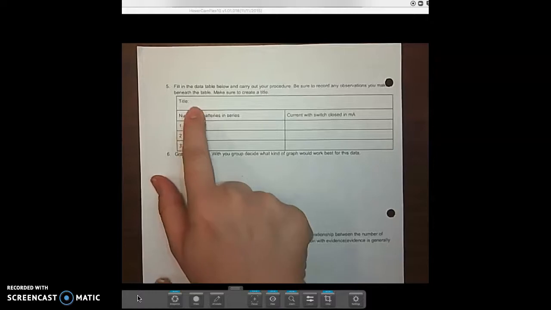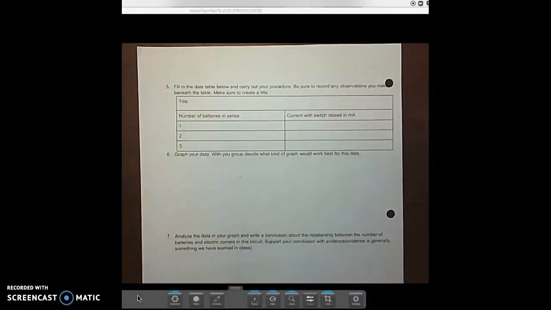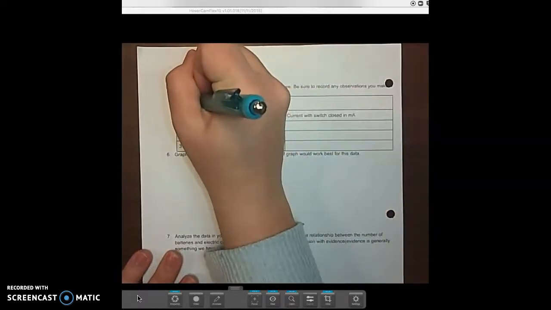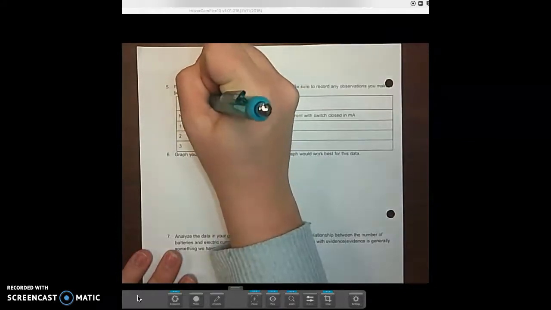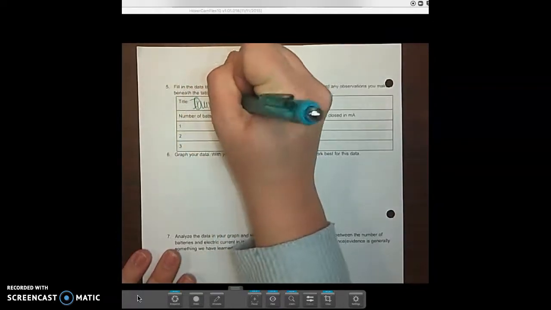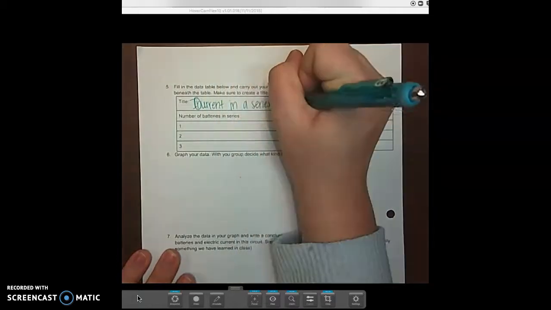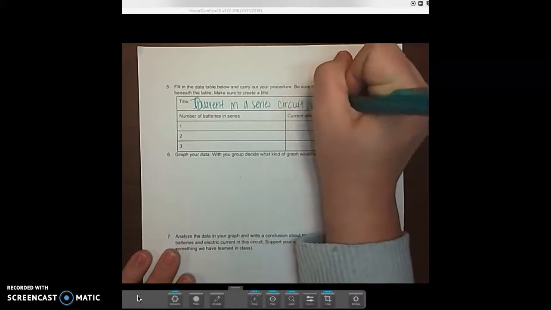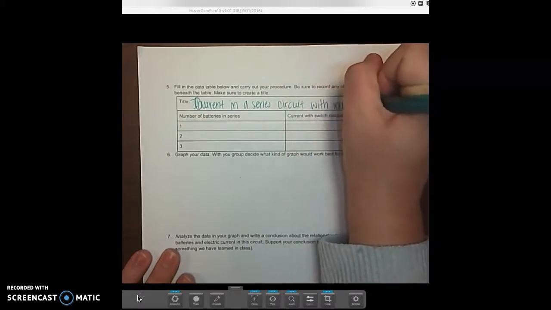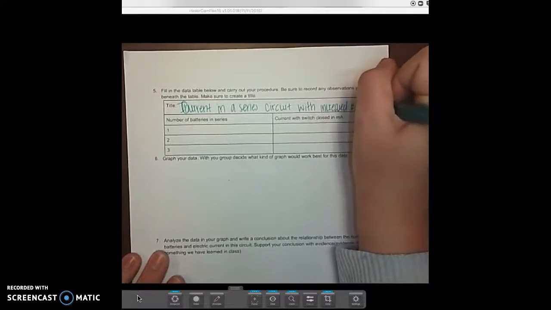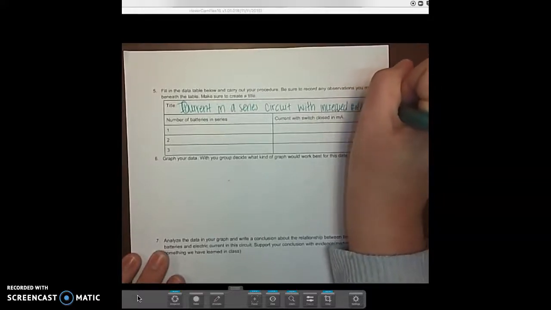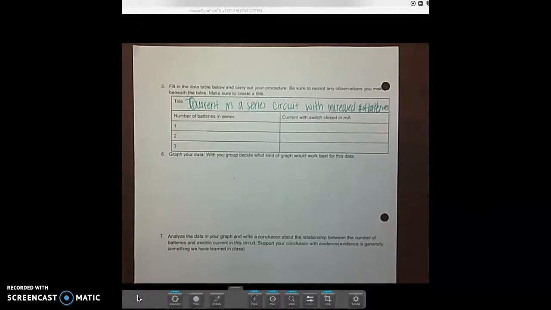The first thing we have to do is we have to create a title. So a title for this could be something like current in a series circuit with increased number of batteries. So remember, the title tells you everything that you are going to be seeing in that data table. Do y'all remember that? Yes? No? Yeah? Okay, good deal.